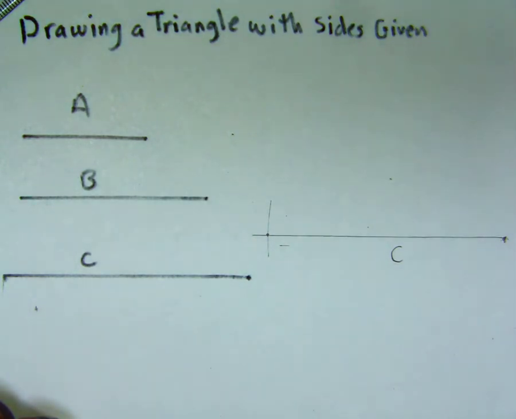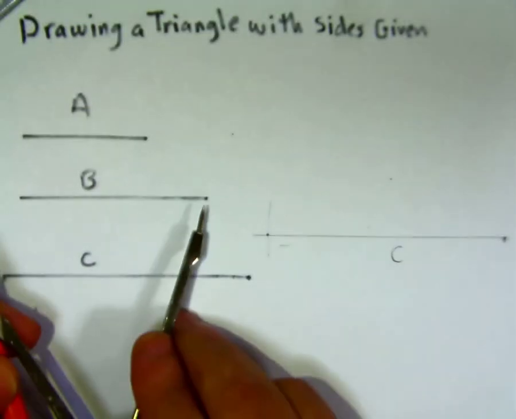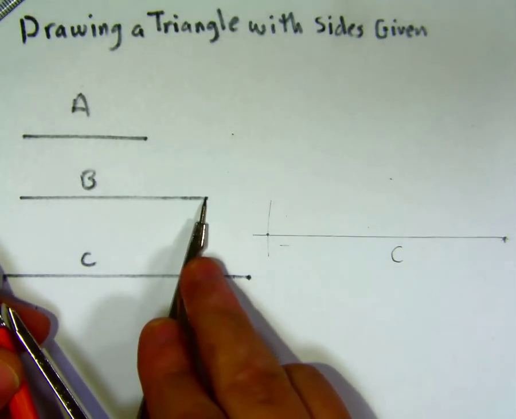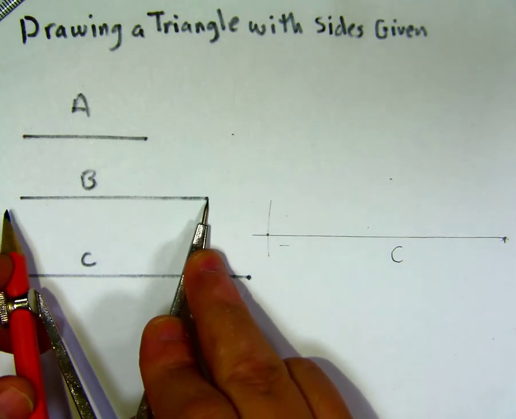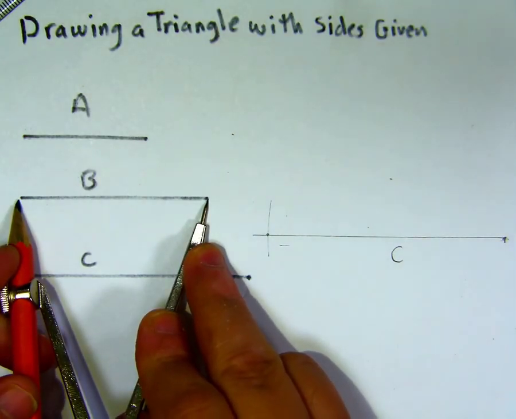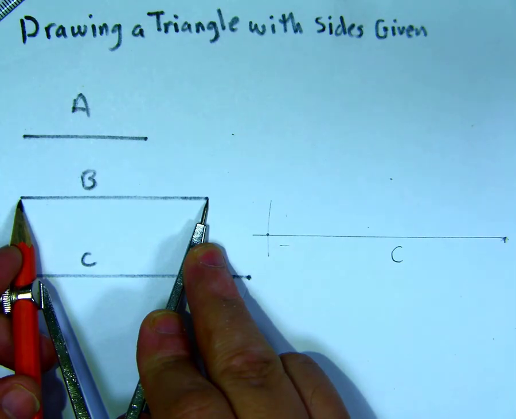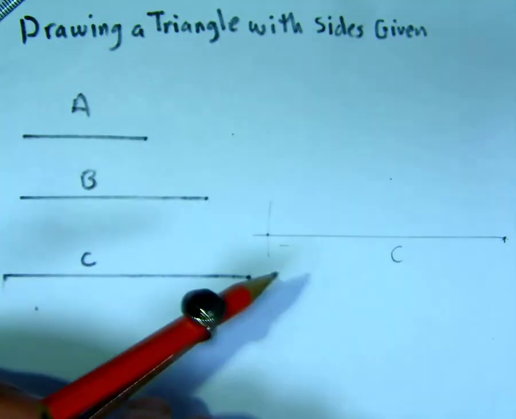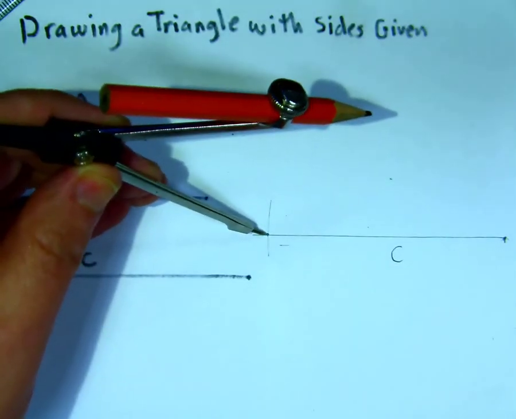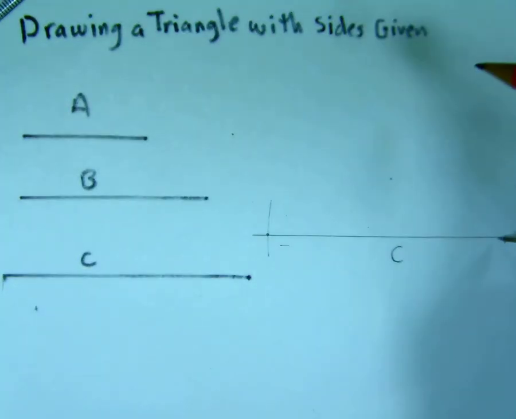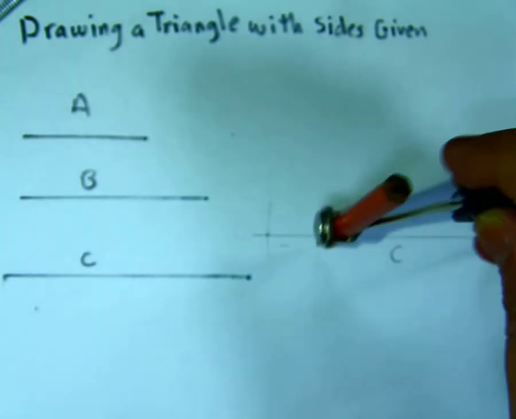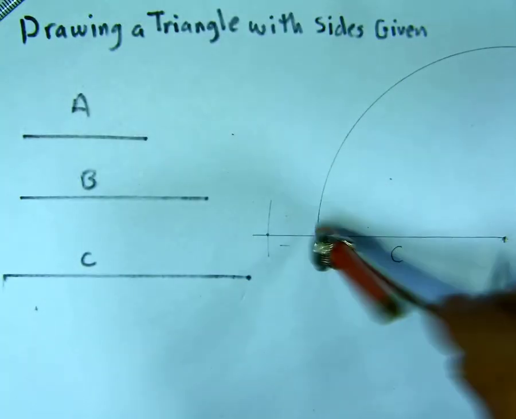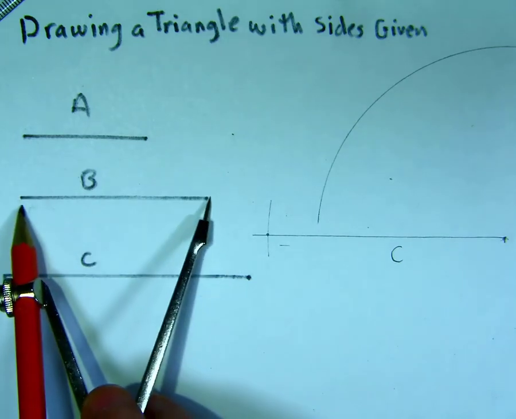Now again we need to measure the length B, so put the compass on this side, the needle on one side and the pencil on the other side, and then choose whether you want to start from right or from left, it's up to you. Let's start from right and draw an arc. This arc represents the length of line B.